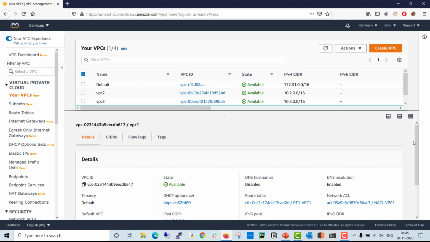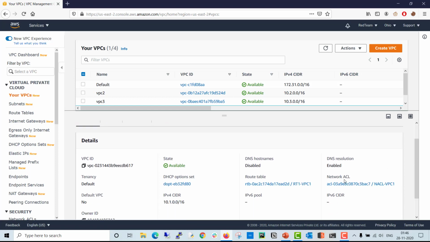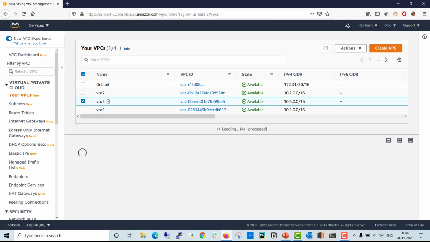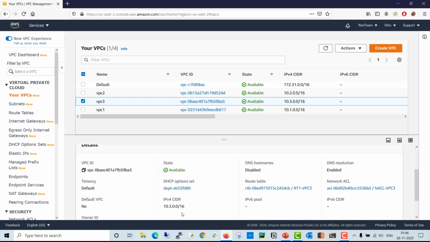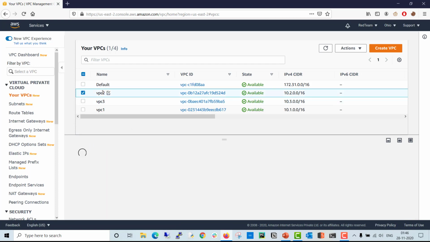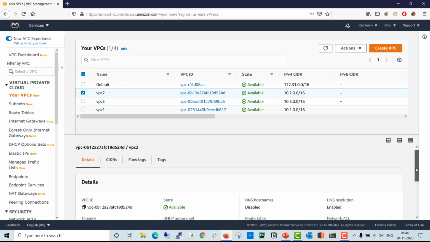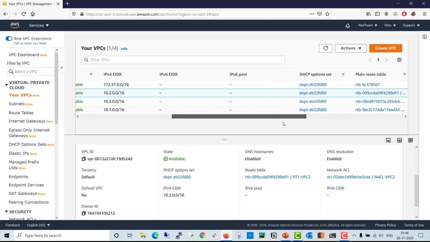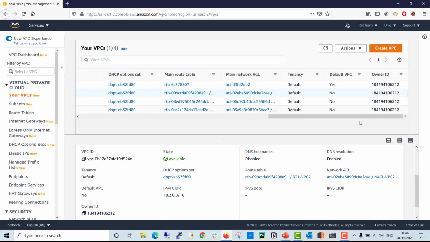In VPC1, what are the things there? What routing table, what network access control. The similar thing you can check about VPC3. VPC3 has 10.3.0.0/16. VPC2 is similar, this is the CIDR block 10.2.0.0/16. So this is how the VPCs are divided. A VPC has a VPC ID, routing table, and ACL. So this is important.